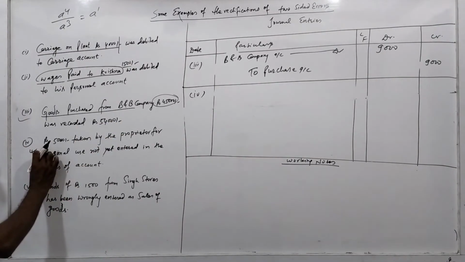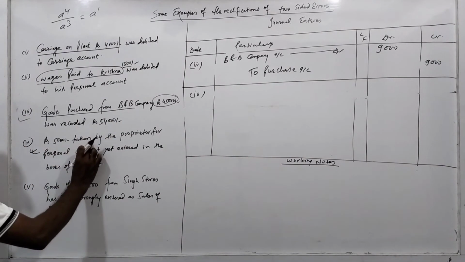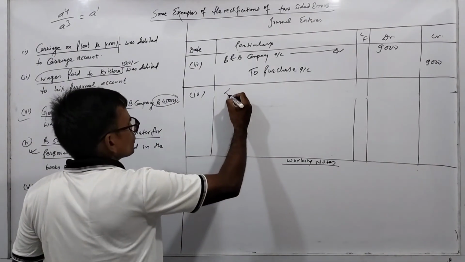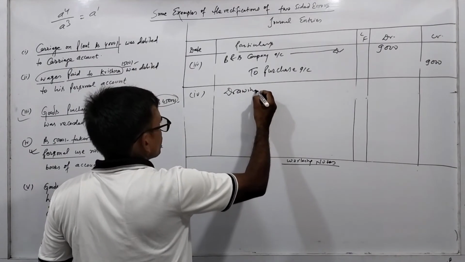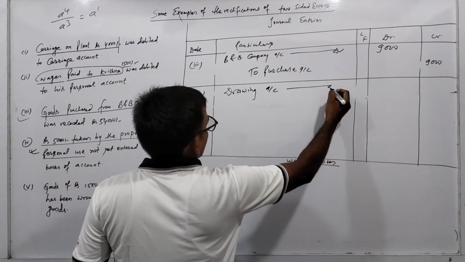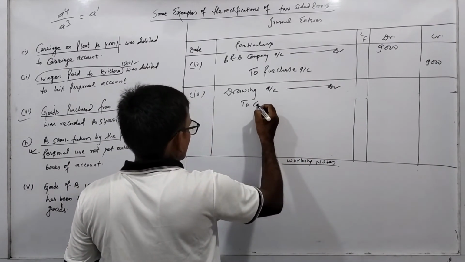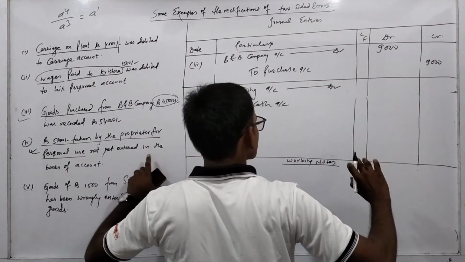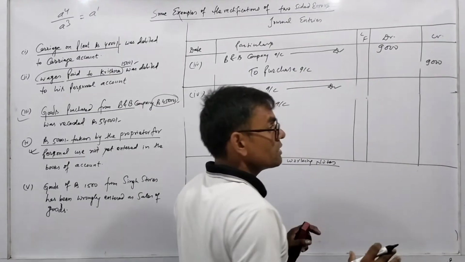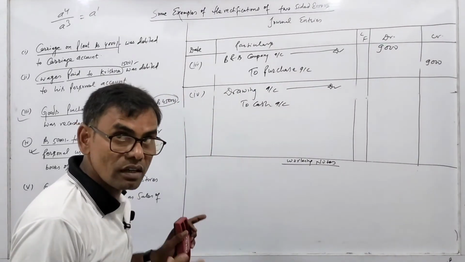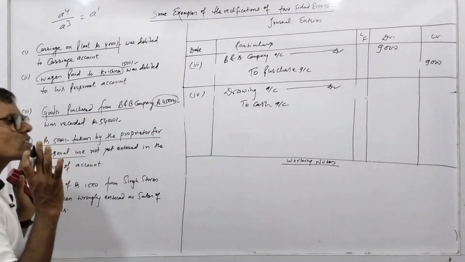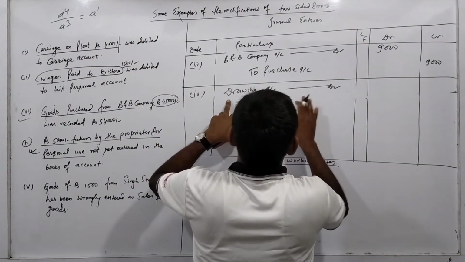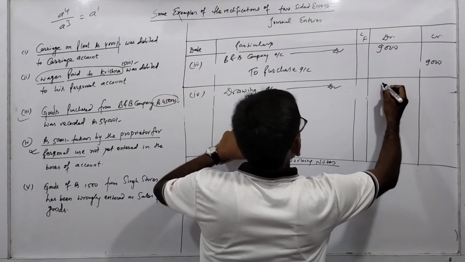And what will the journal entry be? 5,000 taken by the proprietor for personal use. Its journal entry is drawing account DR to cash account, because he has not made any mistake, he has just omitted, just not entered the journal entry. Therefore you have to prepare the journal entry: drawing account DR to cash account.